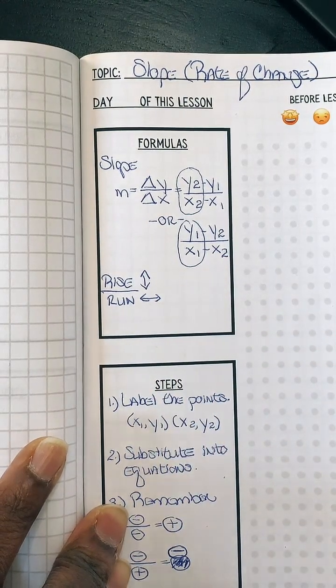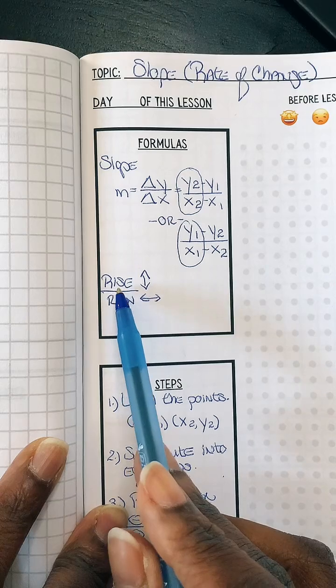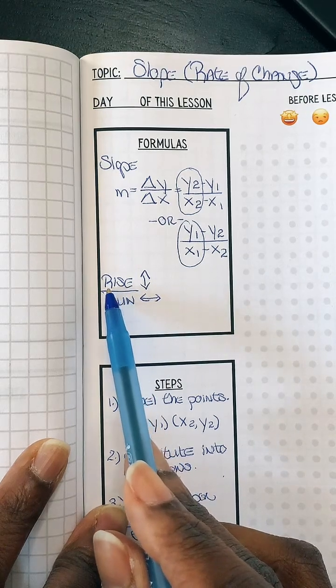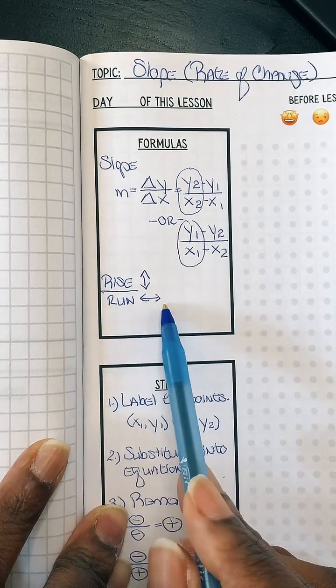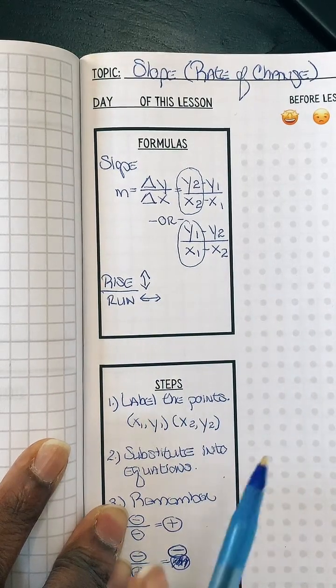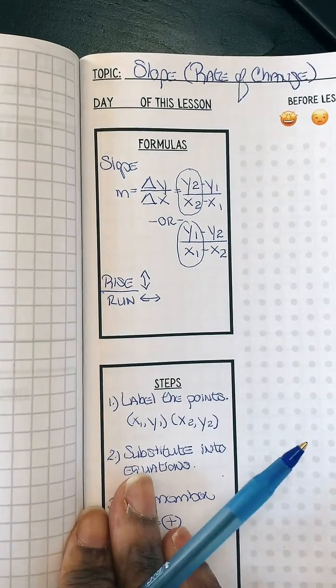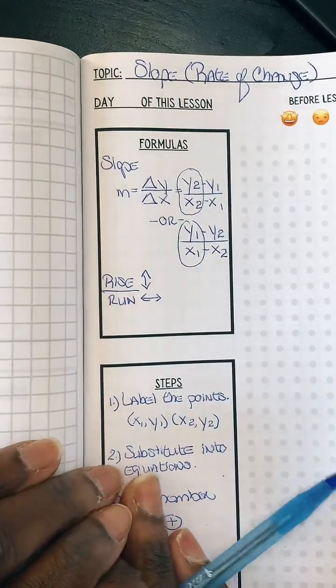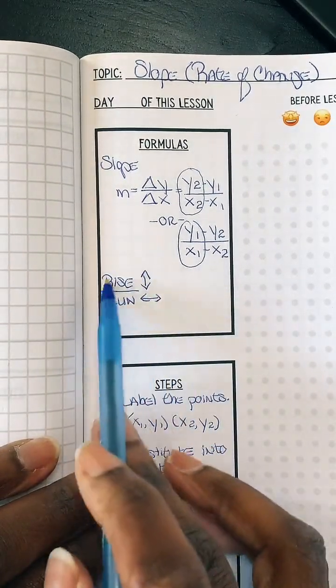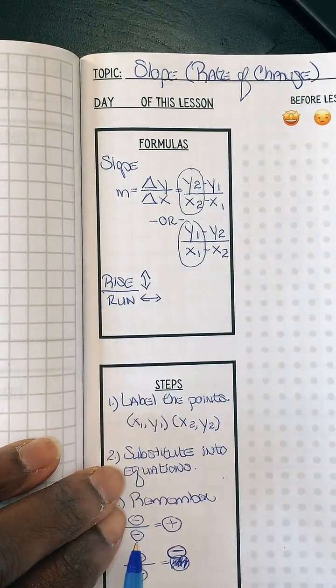And it's like you want to rise up to the third level in order to run to the food court. Give me something and I'll try to put a rise or a run to it, okay? So these are the things that we need to keep in mind when we're doing slope.